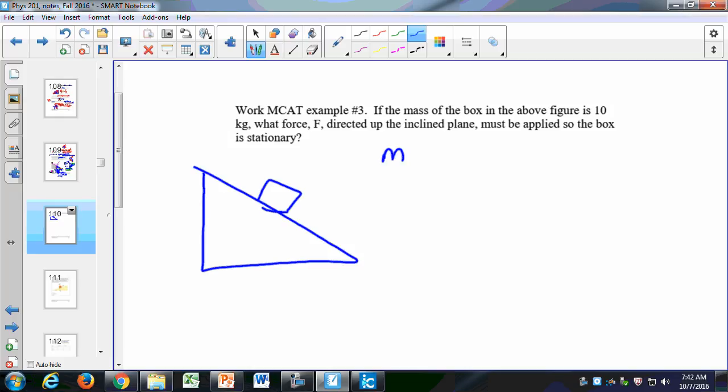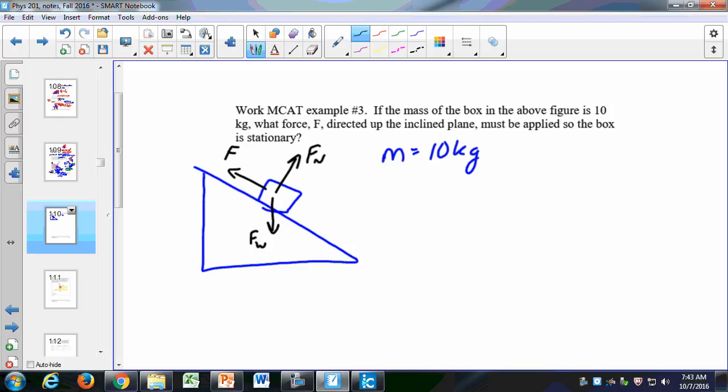Say that it has a mass equal to 10 kilograms. And I want to know what force must be applied up the inclined plane so that the box is stationary. So what I'm saying is we have a force acting in that direction. I want to know what that force is in order for it to remain stationary. The other forces that I have are weight, Fw, and then my normal force.